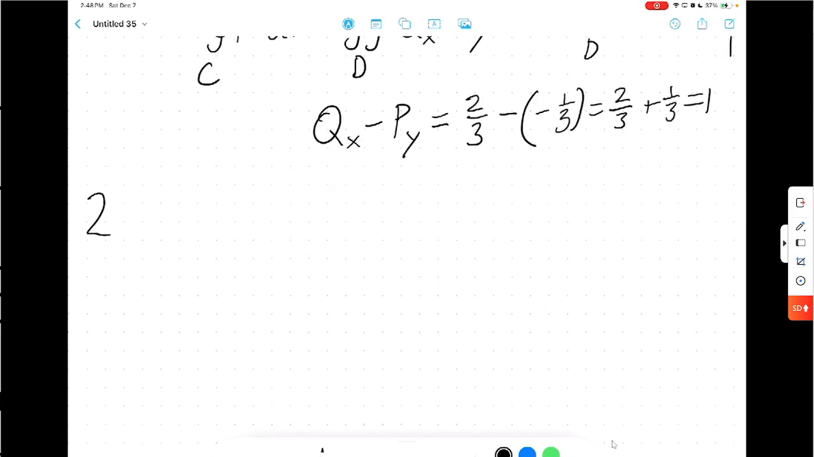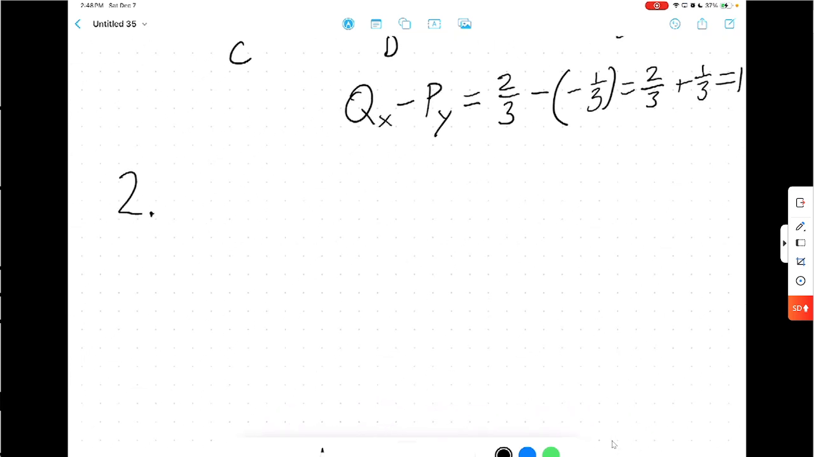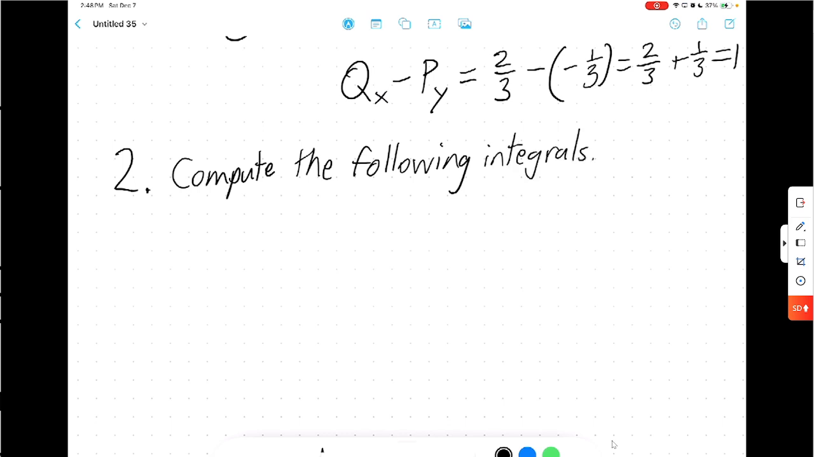And that's it for 1. Any questions, or do we move on to 2? All right, I'm just going to go ahead and move on. Compute the following integrals. Okay, let's start with A.